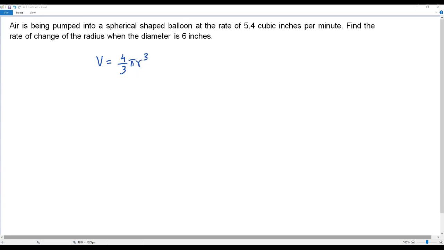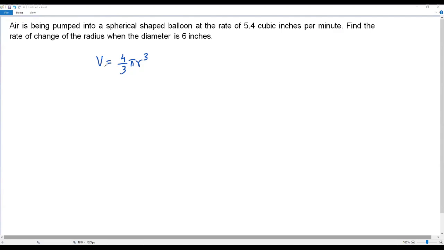When air is being pumped, the volume of the balloon is changing. A change in a quantity can be represented using a derivative in calculus. How? It is given that air is being pumped at a rate of 5.4 cubic inches per minute. That means the volume of the balloon is increasing by 5.4 cubic inches every minute. So volume is changing with respect to time.